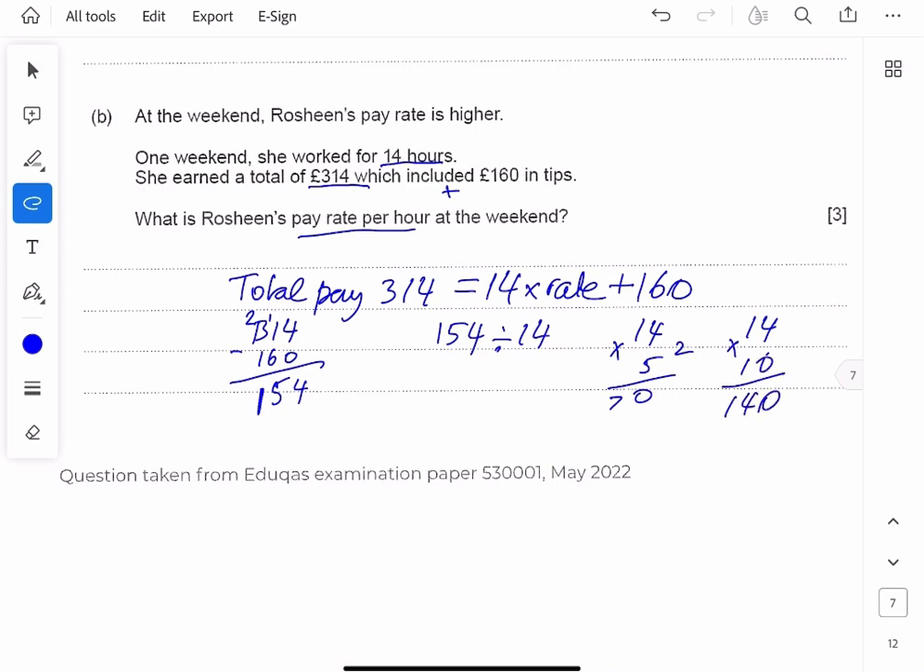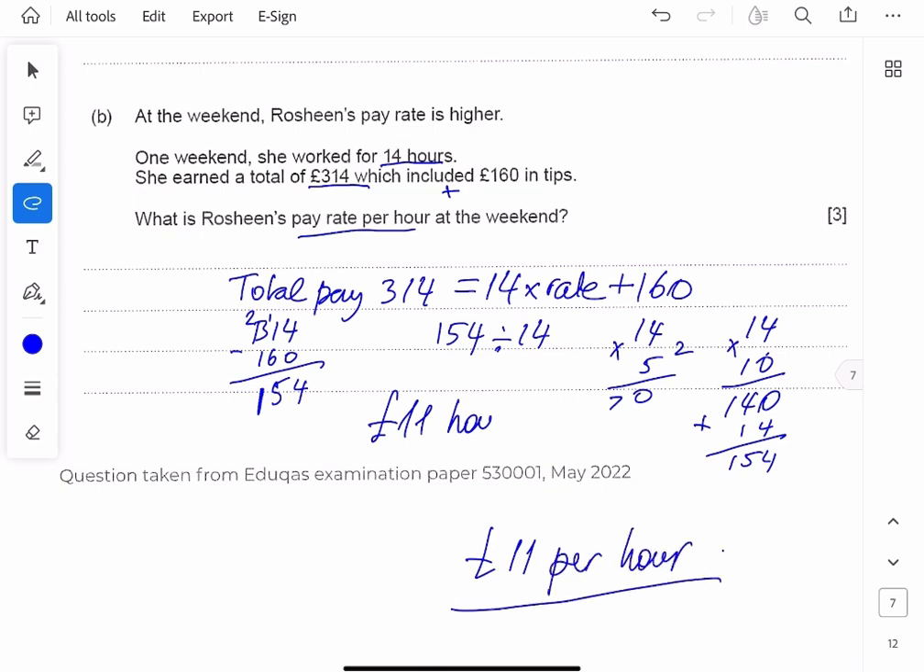So it's better to start with 10. 14 times 10 is 140, and then go higher. You can see if you add another 14 to it, that will give you 154. That means it's 11 pounds per hour. That's what she gets paid, £11 per hour. So well done if you got this right in your test.